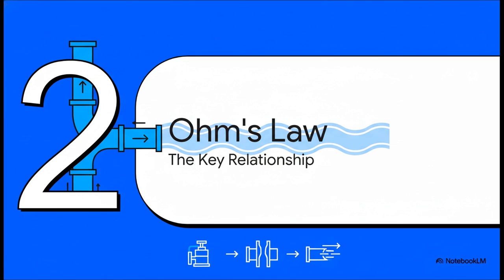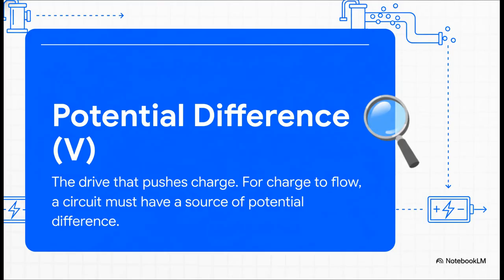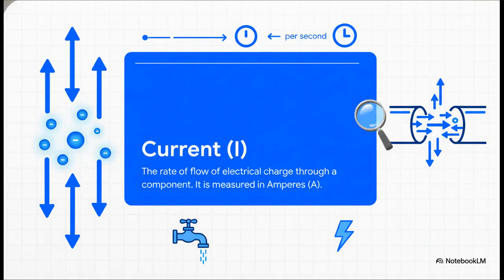Honestly, the best way to get your head around how current, voltage, and resistance all work together is to just imagine electricity as water flowing through a pipe. So for water to flow, you need some kind of pressure, right? Like from a pump? Well, in a circuit, that push is what we call potential difference, or you've probably heard it called voltage. It's the driving force from the battery or power supply that gets the electrical charge moving. It's as simple as that. No push, no flow.